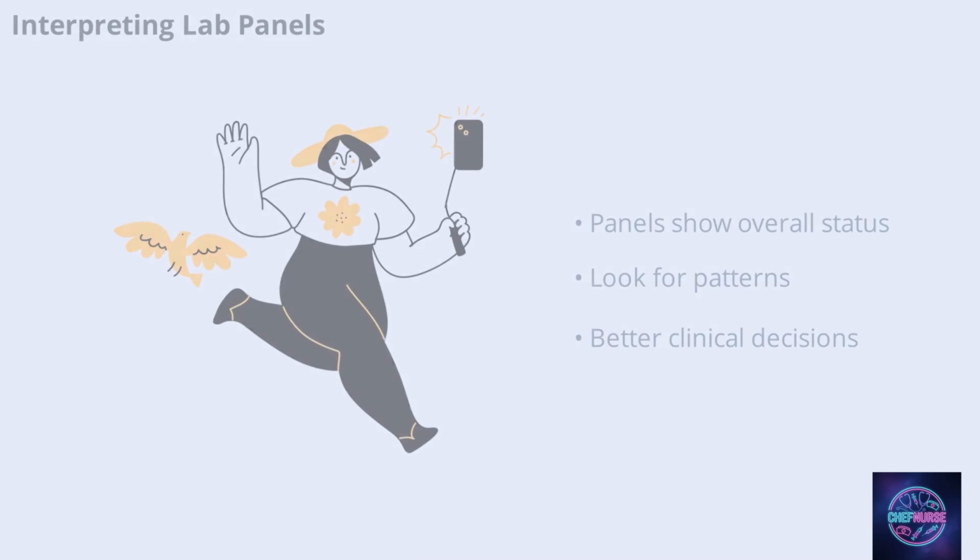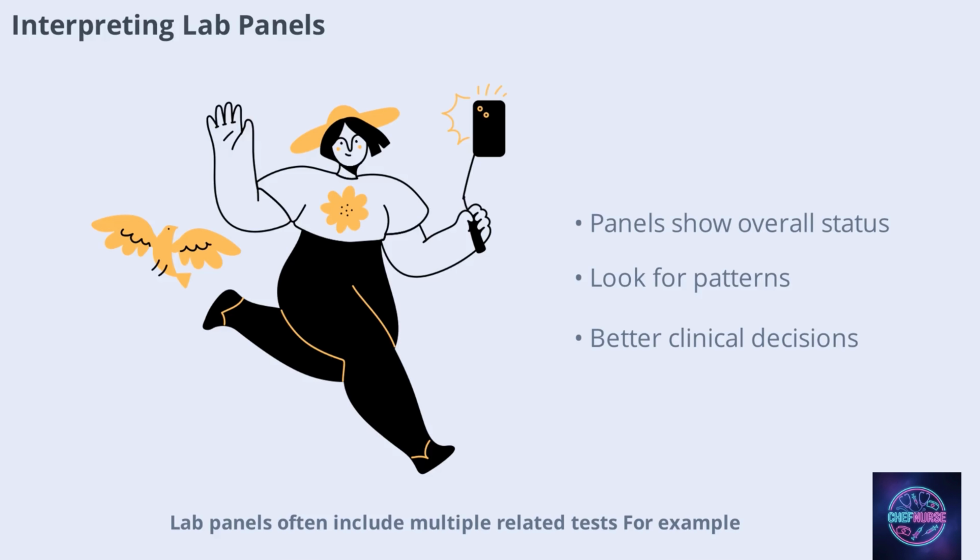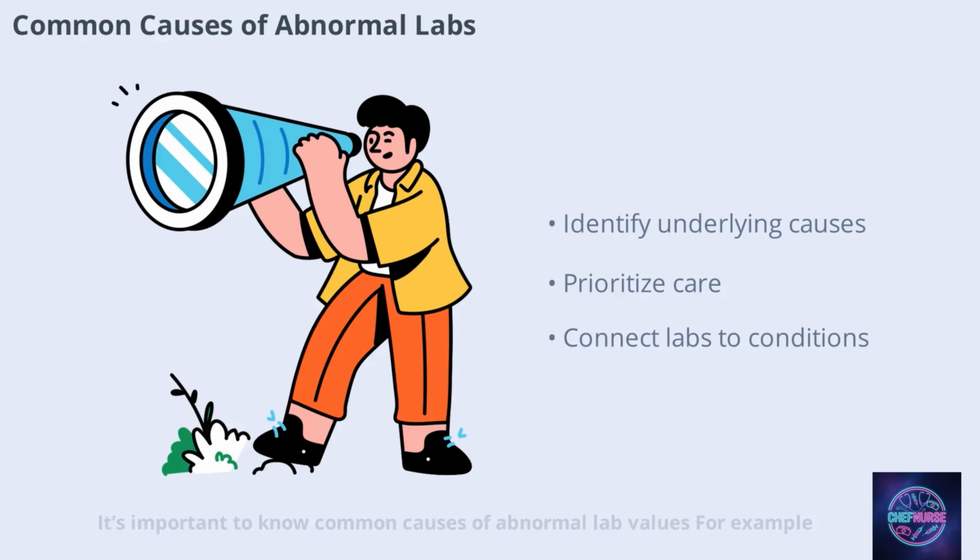Lab panels often include multiple related tests. For example, a renal panel includes BUN, creatinine, and electrolytes. Understanding how these values interact helps you make better clinical decisions. On the NCLEX, you may be asked to interpret a panel rather than a single value, so practice looking at the big picture.